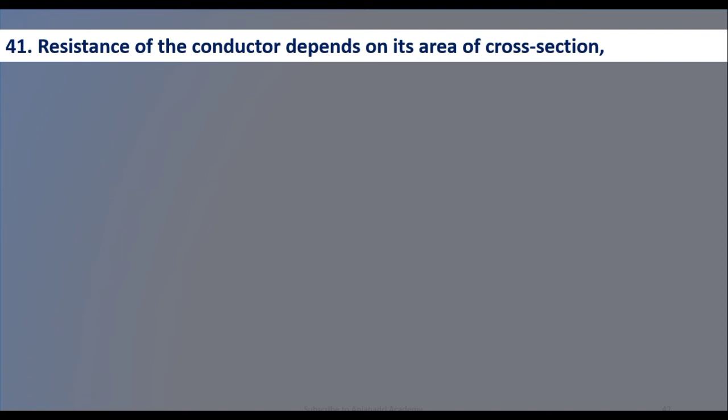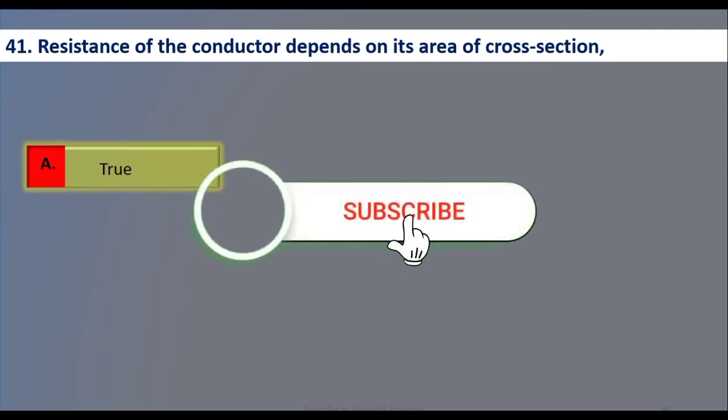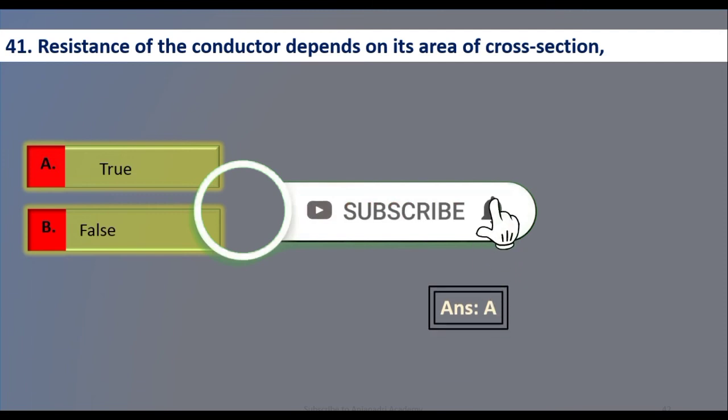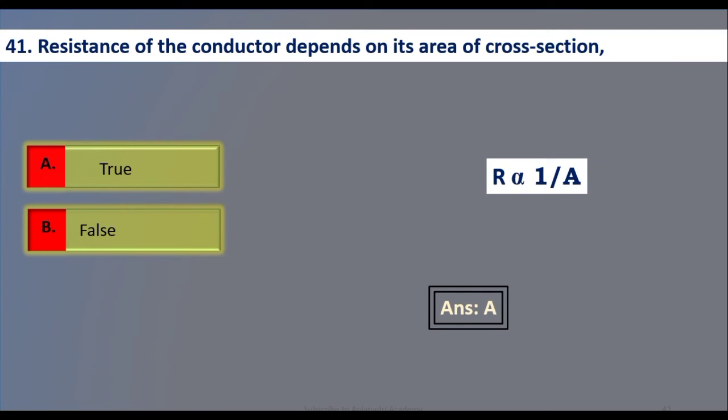The next question is, resistance of the conductor depends on its area of cross section. True, false. Yes, it is also a true statement. Resistance of the conductor is inversely proportional to the area of cross section, that is R is inversely proportional to 1 by A. We just saw that R is directly proportional to L, and R is inversely proportional to A. Therefore when we combine those two, we get resistance is directly proportional to length divided by area. When we remove that proportionality symbol, we get a constant called resistivity, denoted by the symbol rho, that is R is equal to rho into L by A. Therefore for this particular question, it is a true statement.